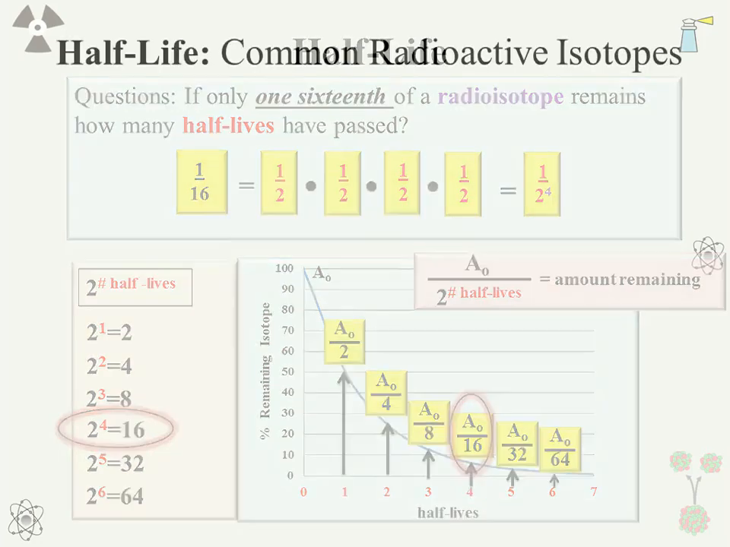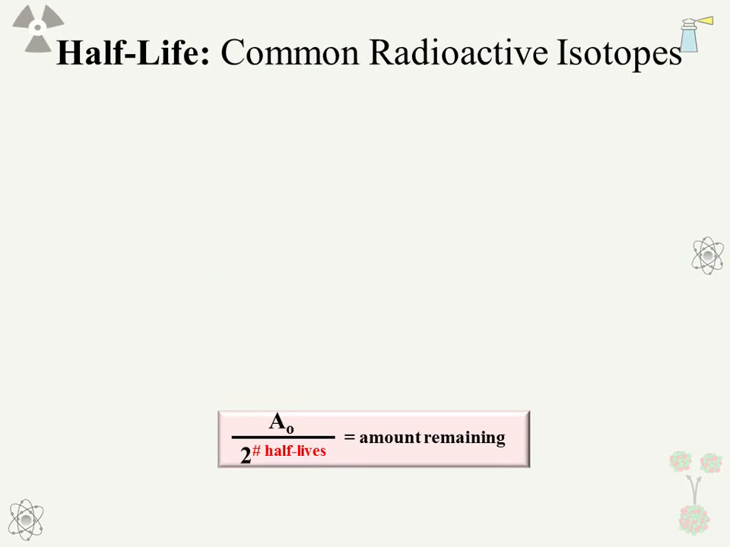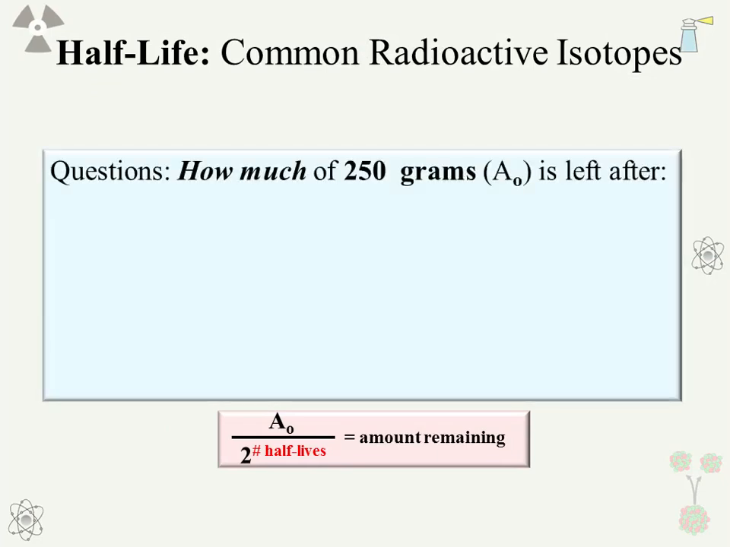It is not a big leap to bring an actual numeric amount for A sub 0. Here we ask how much of 250 grams of some starting amount is left after 3 half-lives, and after 5 half-lives. Using the equation we just developed, the way to get the remaining amount is to take the starting amount and divide by 2 raised to the number of half-lives.